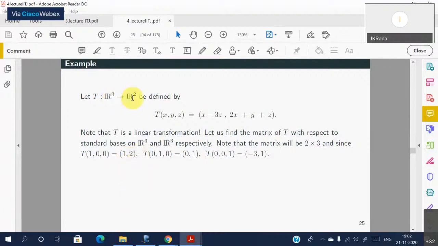See, this is R3 to R2. So what is going to be the order of the matrix? It is 2 cross 3: 3 columns and 2 rows. So the matrix is 1 2 as the first column. For the second basis element 0 1 0, the image is 0 1, so that is the second column, and the third one, minus 3 1, is the third column. So this is the matrix representation of T with respect to the standard basis on the domain and the standard basis on the range.